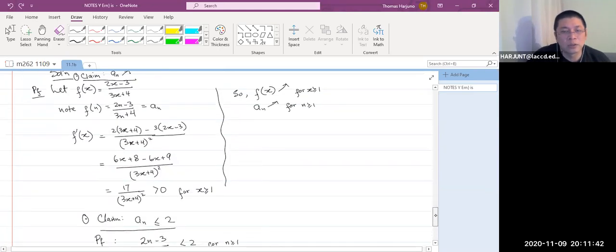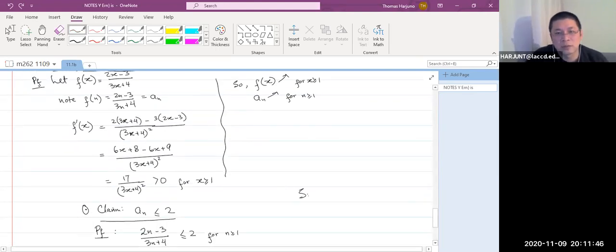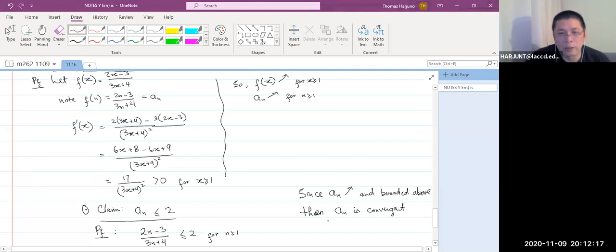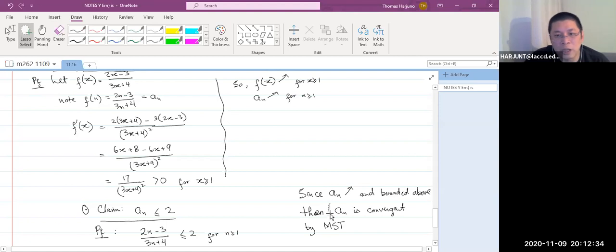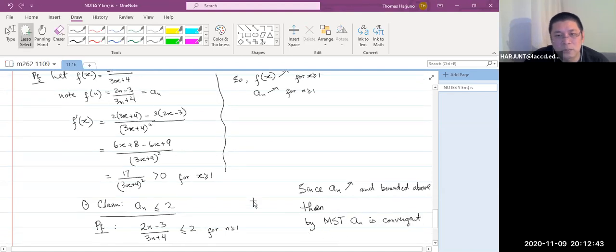Since the sequence is increasing and bounded above, then the sequence is convergent. But when you come to this conclusion, you need to cite why: by the monotonic sequence theorem. So it would be nice if you can memorize the names of those theorems also. Actually, I prefer to say it this way: then by the monotonic sequence theorem, a sub n is convergent.